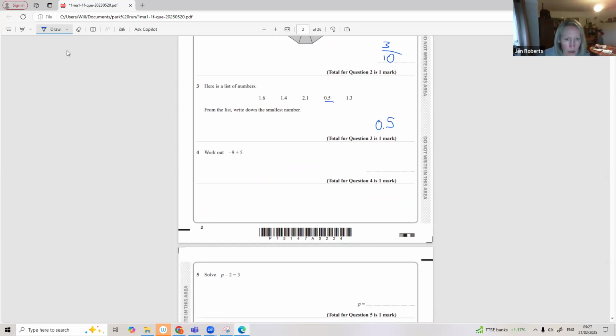Okay, next question. Work out -9 plus 5. If you want to think of it as a number line, there's 0. Here's -9. When we add, you move to the right. The -9 add 5 is -4, because you move to the right 5 places. 1, 2, 3, 4, 5 would take you to -4.